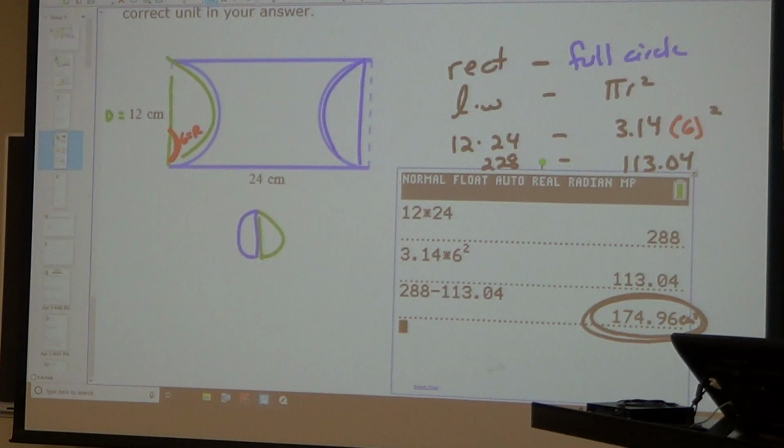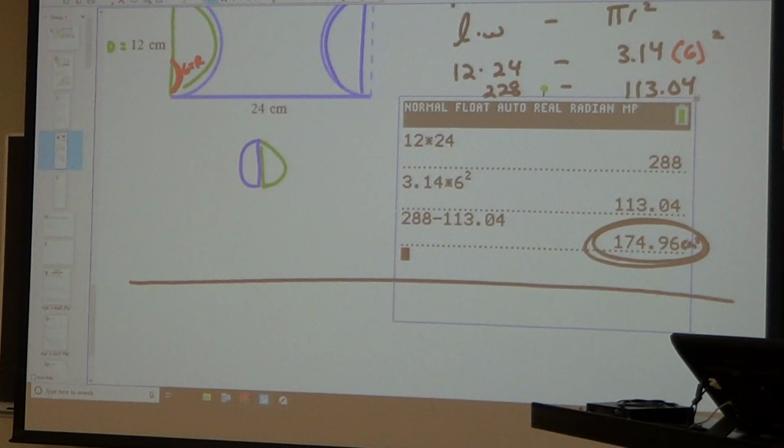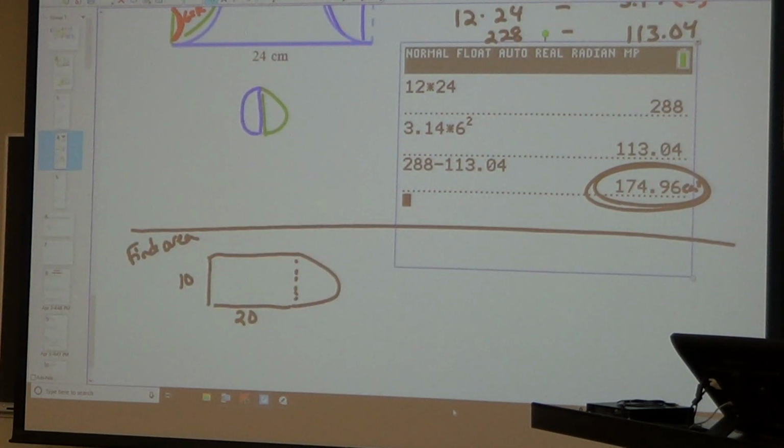Let me show you one more, and that'll be the last of the types I can show you. Let's say this was 10 and this was 20, and it'll say find the area. Okay? Is this a subtraction or an adding? This is an adding because we're poking out.